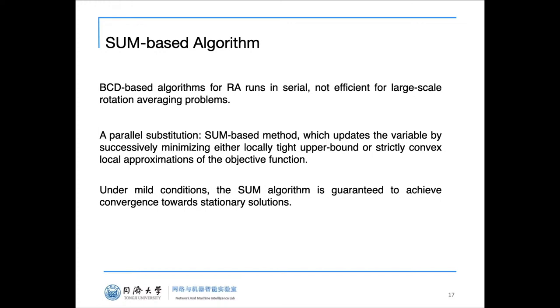However, for large-scale rotation averaging problems, parallel algorithms are more desirable. Hence, by further exploring the structure of the rotation averaging problem, we propose a parallel rotation averaging algorithm. Our parallel algorithm is based on the SUM method. At each iteration, SUM updates the variable by successively minimizing either a local tight upper bound or a strictly convex local approximation of the objective function. Under mild conditions, the SUM algorithm is guaranteed to converge to stationary solutions.